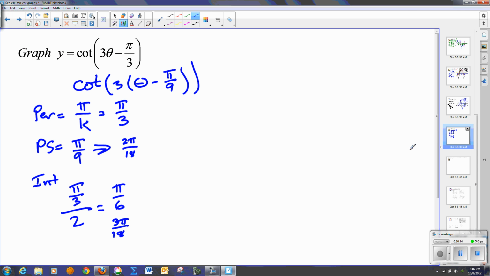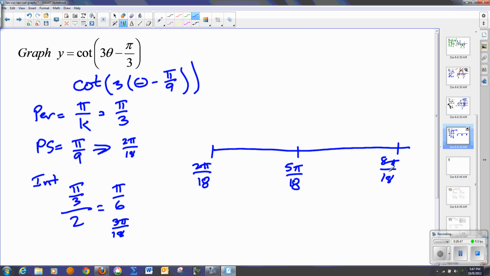So I'm going to again graph this. I look and I start at 2 pi over 18. I only have to go a distance of pi in 2 intervals. So I add 3 pi over 18 to that, which gets me 5 pi over 18. I add 3 more pi over 18, and what do I get? I get 8 pi over 18. I need a pi over 3 distance between these two. I notice I have 6 pi over 18, which is pi over 3, so I'm gold.